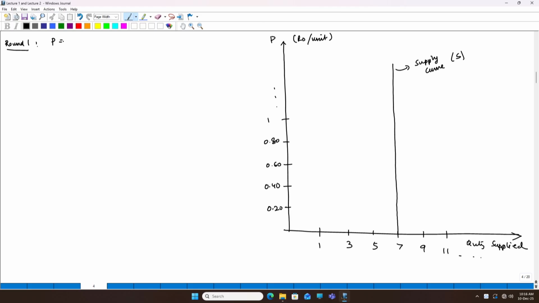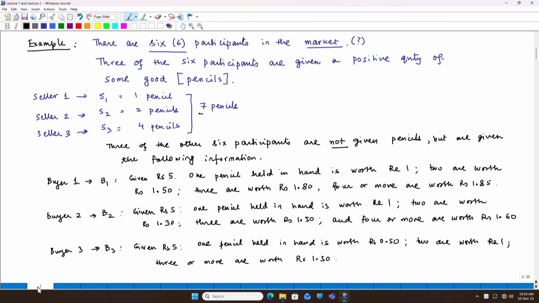So, the price that I am going to take is rupee 1 per unit, and buyer 1 may choose not to buy, may buy 1, may buy 2, may buy 3, may buy 4. Okay. So, let us stick to buyer 1 for the moment. Now if the price is 1, and buyer 1 is given 5 rupees, right. Okay. So, one pencil held in hand is worth rupee 1.